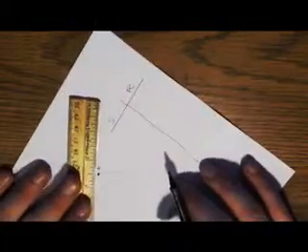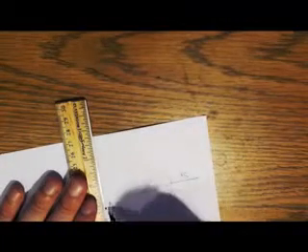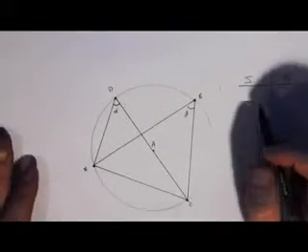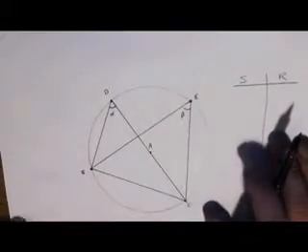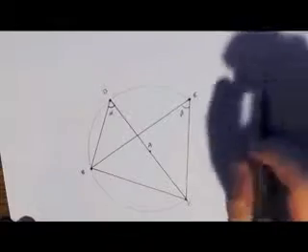Segment DB, as well as the segment DC. Okay. Segment EB, and the segment EC. Okay. The inscribed angles are here, alpha, and here, beta.